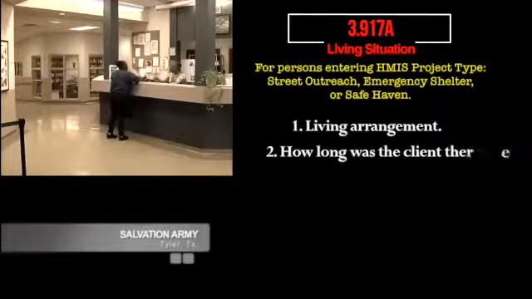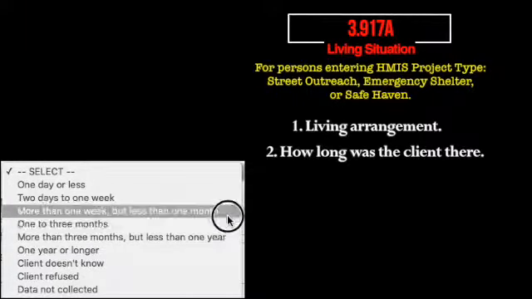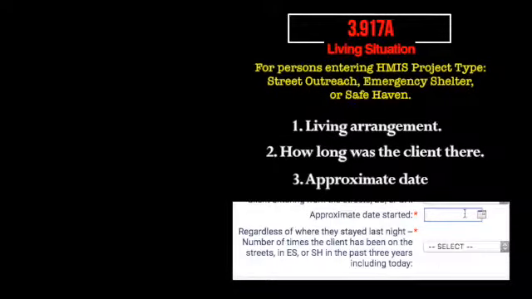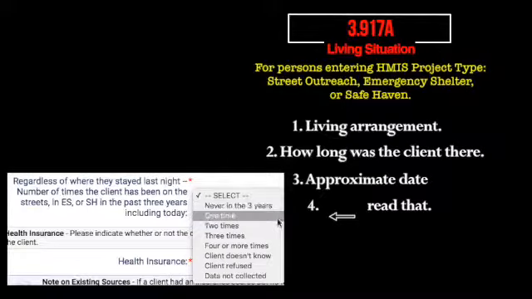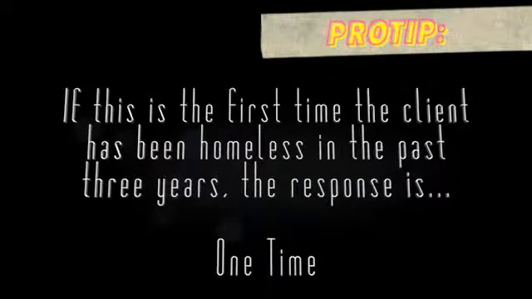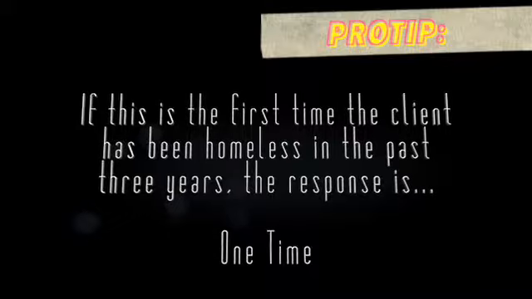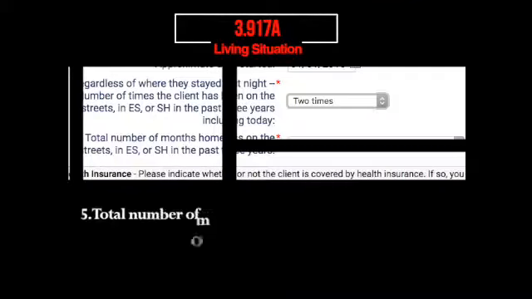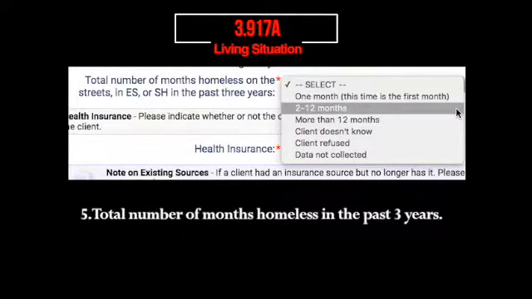2. Record the length of time the client was residing in their previous place of stay. 3. Record the approximate date this homeless situation began. 4. Regardless of where the client stayed last night, enter the number of times the client has been homeless on the streets, in emergency shelter, or safe haven in the past 3 years, including today. 5. Record the total number of months homeless the client has been on the streets, in emergency shelter, or safe haven in the past 3 years.